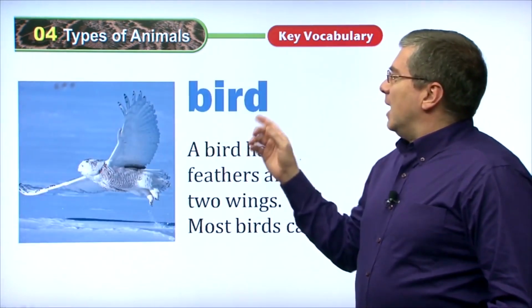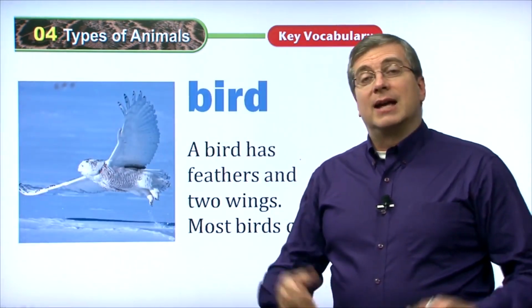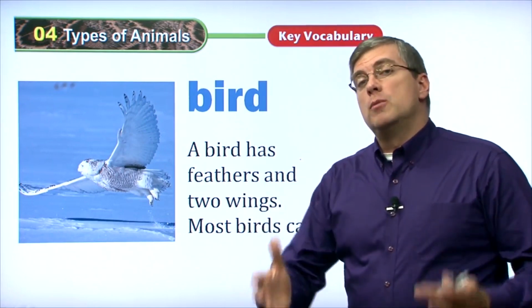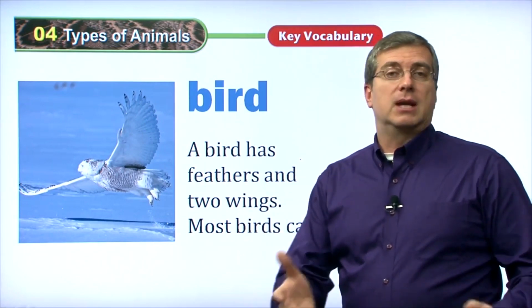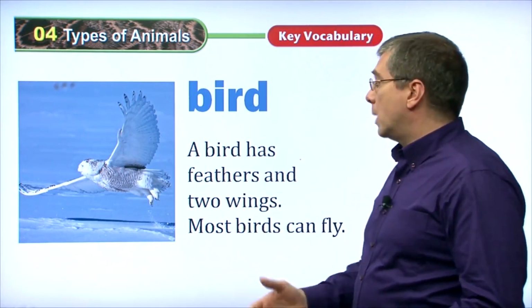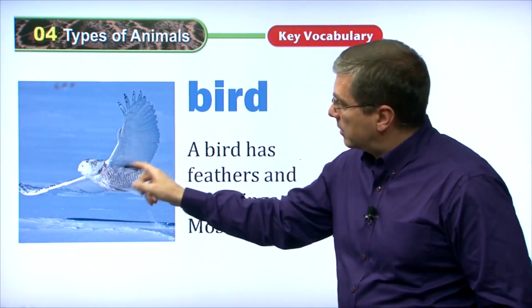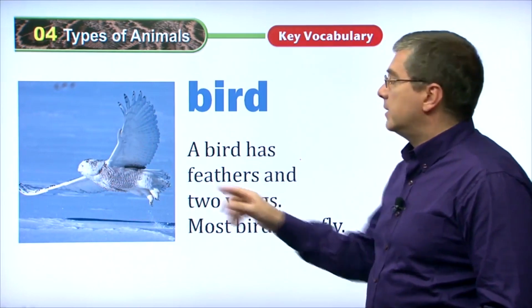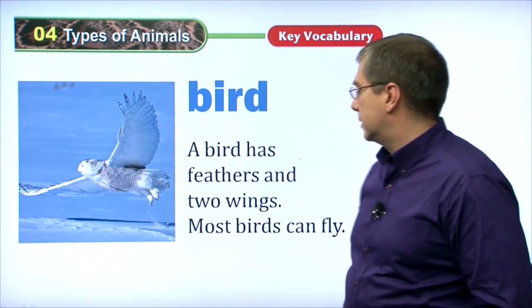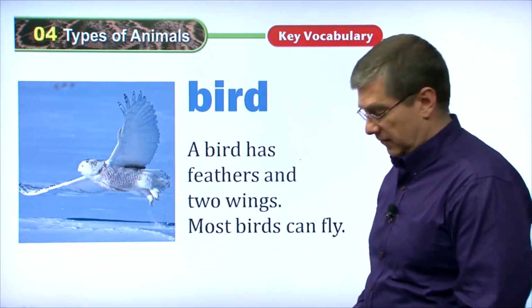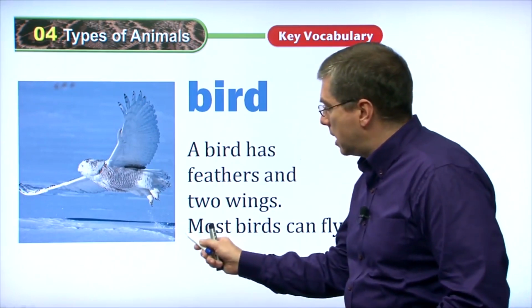Also, we can group animals as birds. Birds are a group of their own because, if you think about it, they're unique, right? What is a bird? A bird has feathers, right? It has many feathers. We can see the feathers here. And 2 wings. Most birds can fly. That's another key point right there.